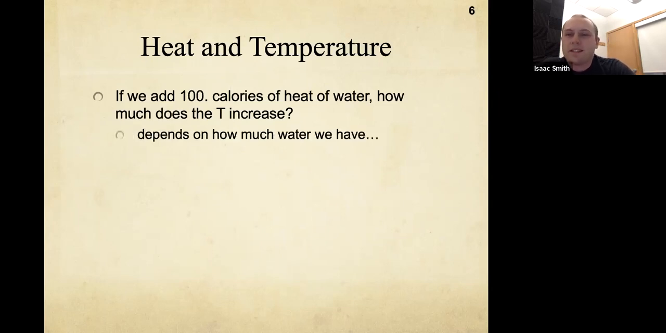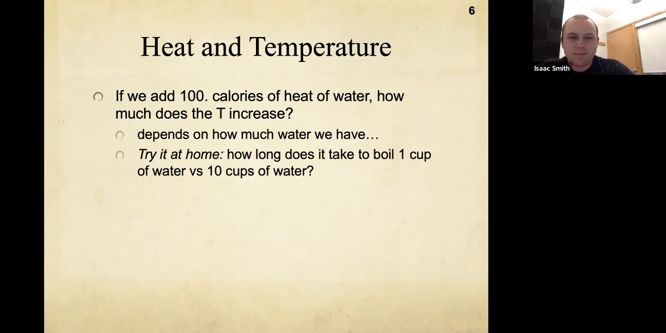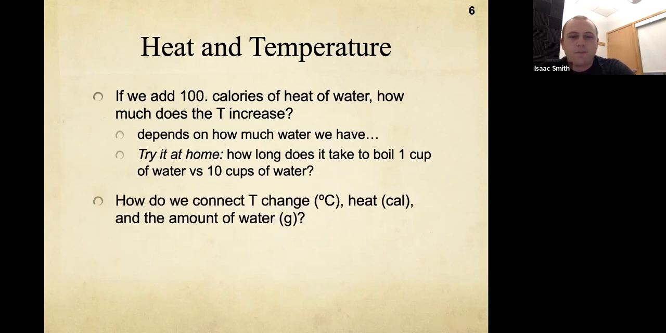Well, there's a couple variables we need to think about here. It first depends on how much water you have. If you have a large amount of water, it's going to take a lot more heat to raise that much water by the same amount of temperature as a smaller container of water. You could try this at home. If you boil 1 cup of water on the stove versus 10 cups of water and time it, you'll find that it takes longer to boil 10 cups of water, but you probably have experienced already or maybe it seems intuitive to you. So we need a way to connect the temperature change, heat, and the amount of water.